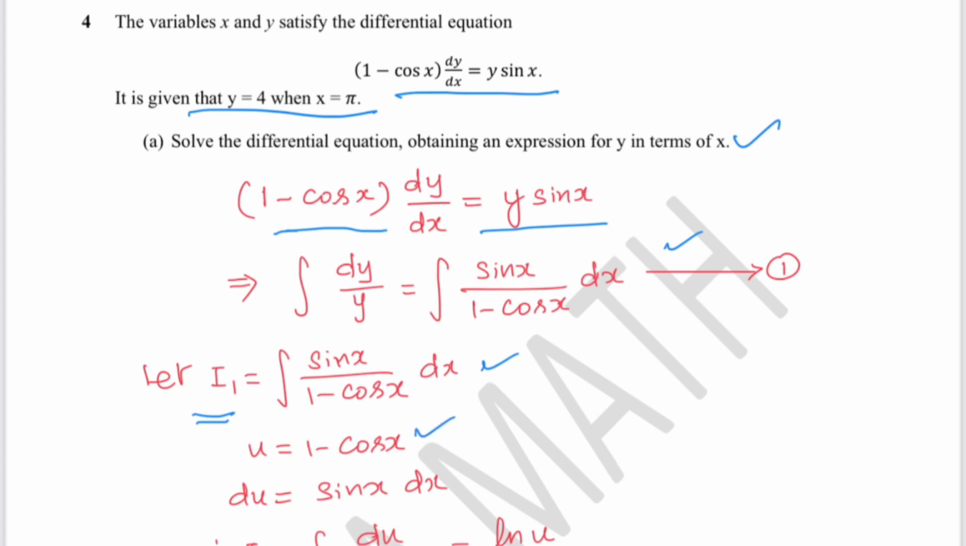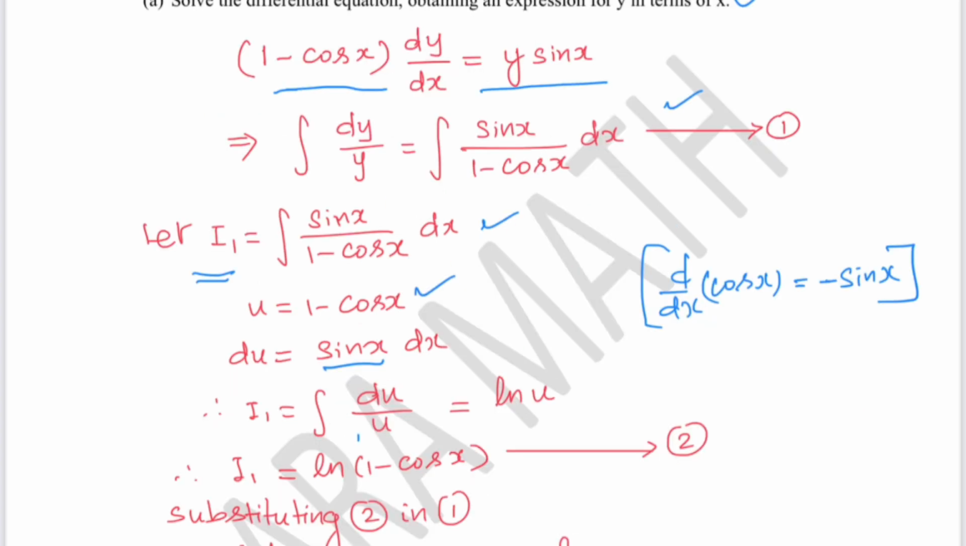Let u is equal to 1 minus cos x, therefore derivative of u is 1 becomes 0, minus cos x is sin x, already there is a minus, so minus to minus plus sin x, because d by dx of cos x is equal to negative sin x. So when you differentiate constant 1 becomes 0, so minus cos x is minus sin x, so that becomes positive sin x. So derivative of u is sin x dx. Therefore I1 is integral of derivative of u over u equal to ln u. Integral dx over x is log x. So substitute for u, u is 1 minus cos x, therefore I1 is natural logarithm of (1 - cos x).